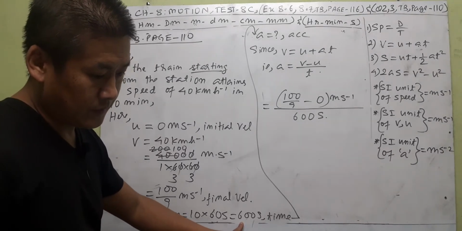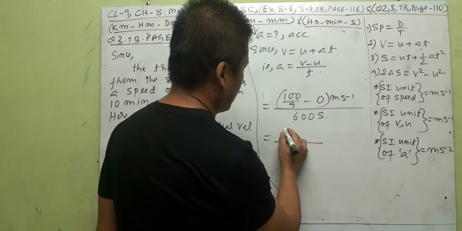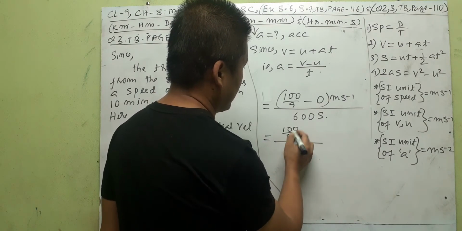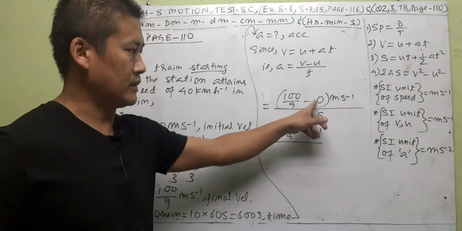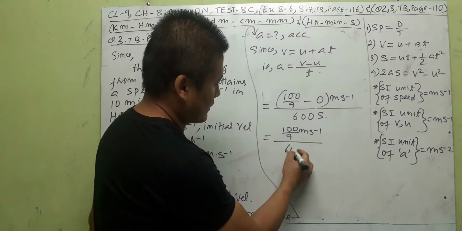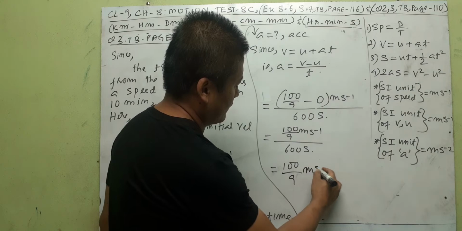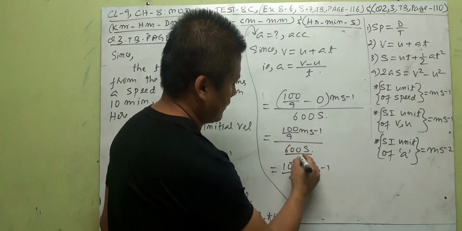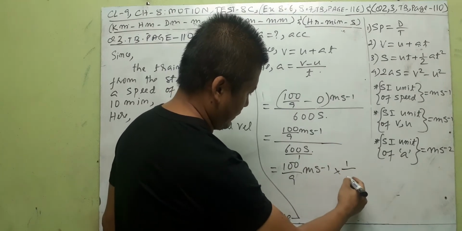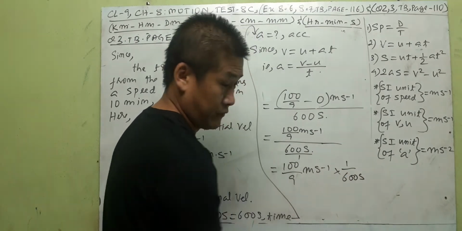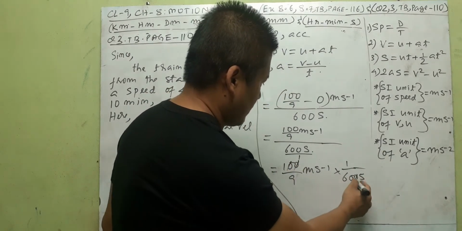Once we are through with that, 100 minus 0 is the simple case of 100. 100 by 9 minus 0, meter per second. That means we can just neglect the minus and the 0. Divided by 600 seconds. So 100 by 9 meter per second, we write this one as it is, divided by 600 second. The 1 will go up, and the numerator 600 will come down along with the second. Then the zeros cancel.